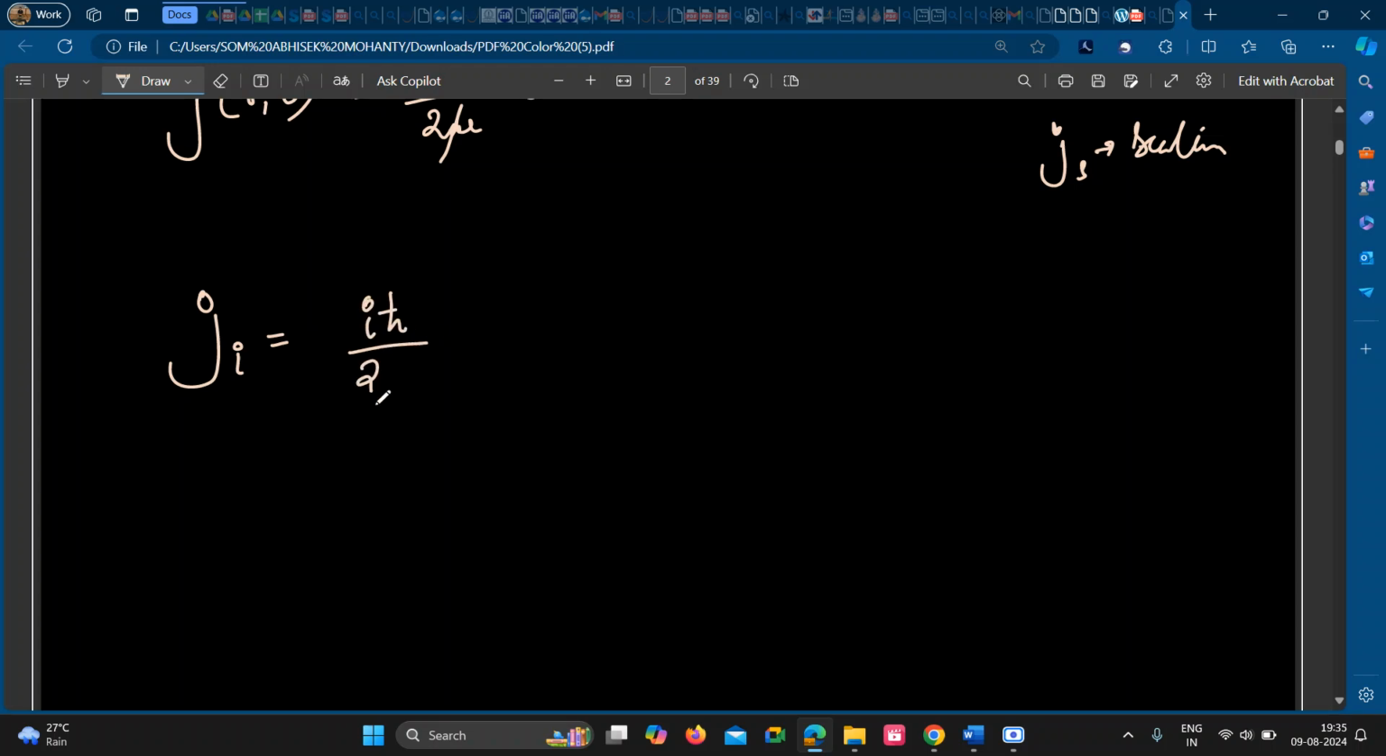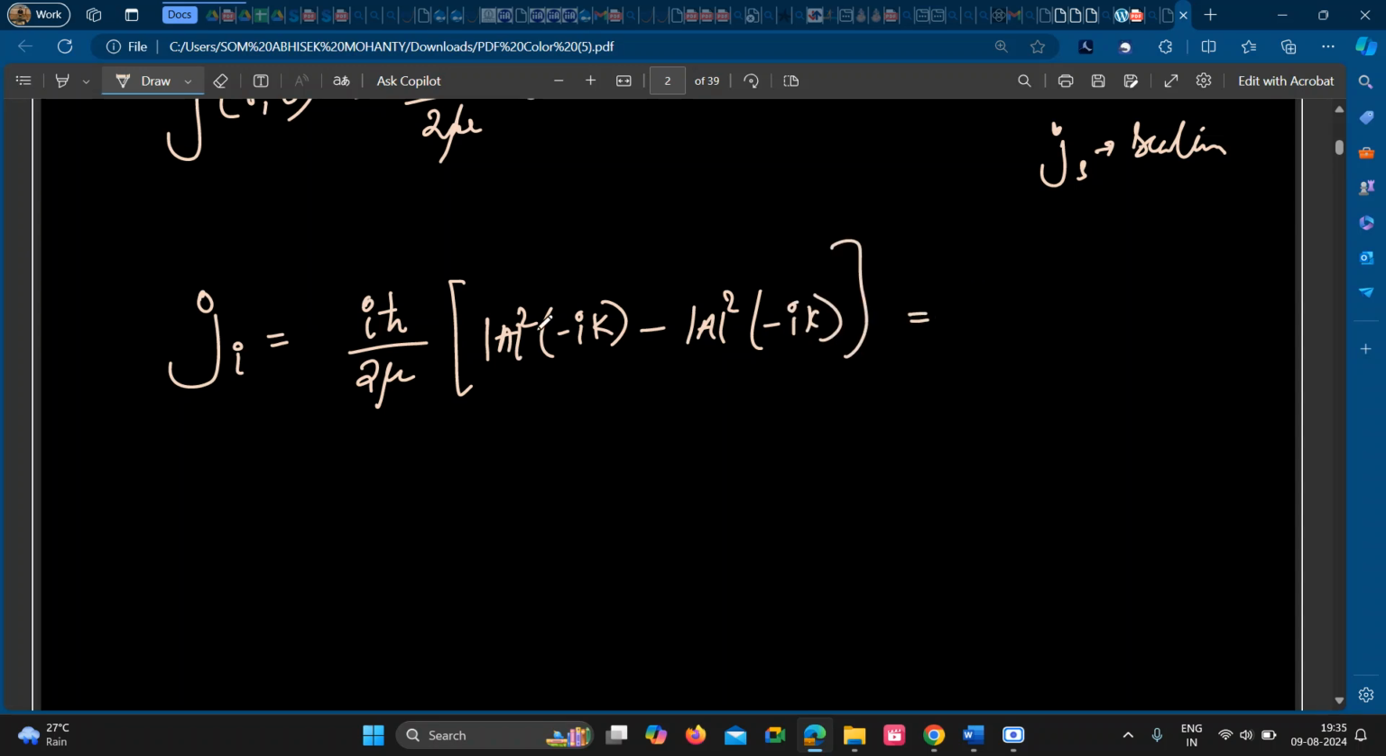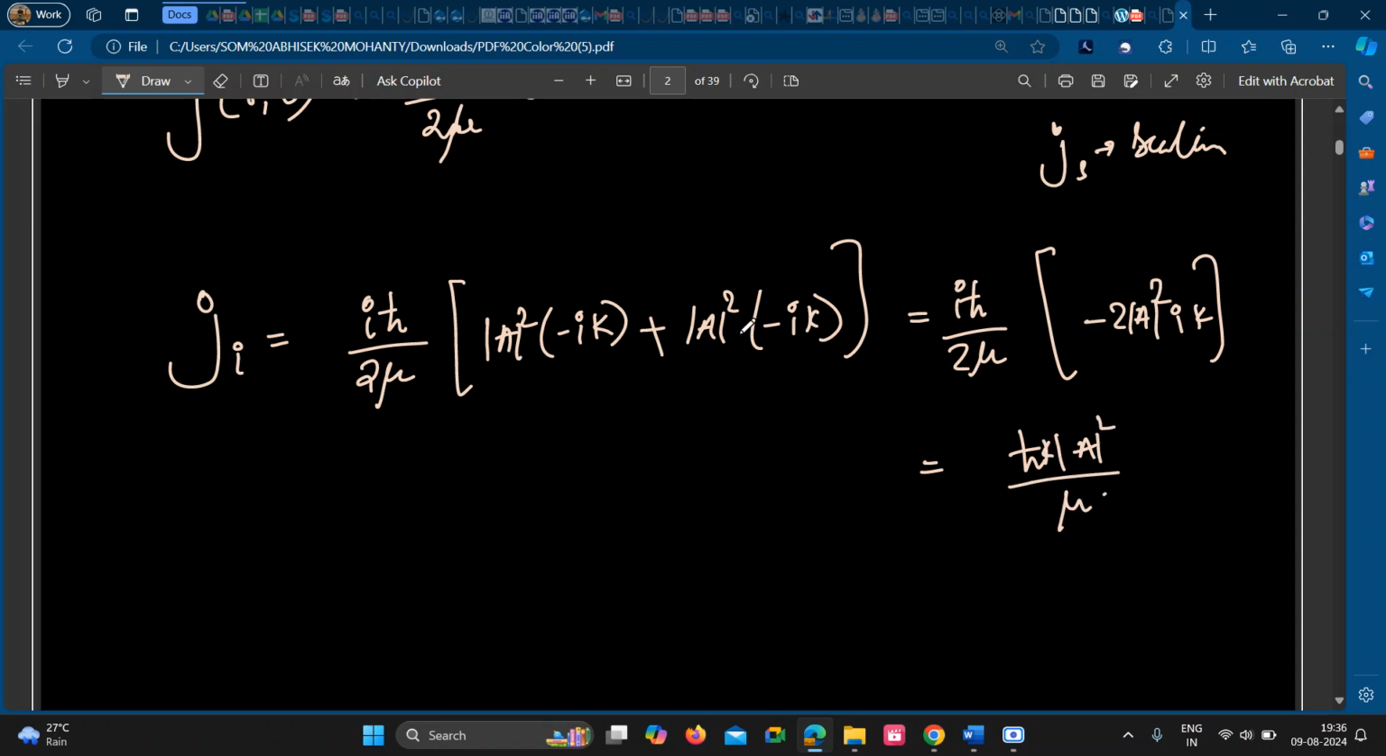So this is iħ/2μ. The formula is the amplitude squared times (−ik) minus amplitude squared times (ik). That will give me iħ divided by 2μ times minus 2a²ik. I have to multiply this here, so i times i is minus 1, giving plus. ħk a² divided by μ. So this will be the final expression for Ji.